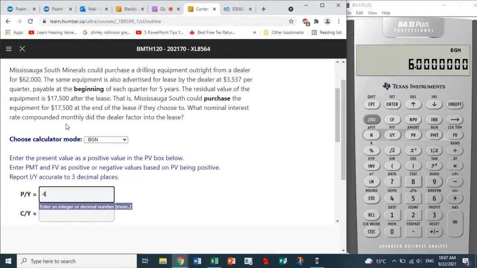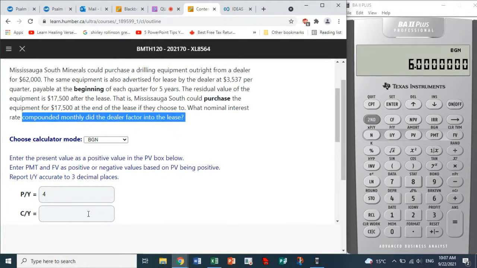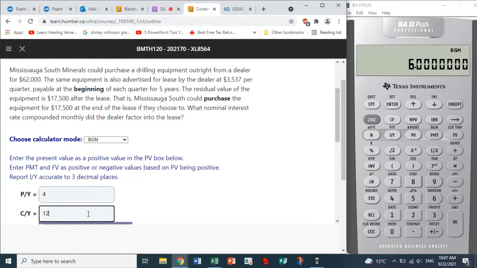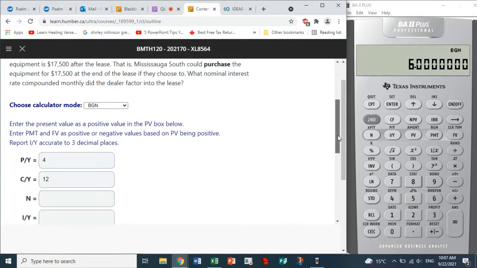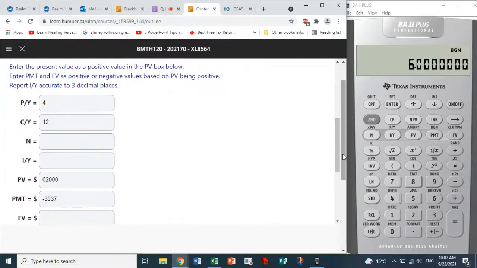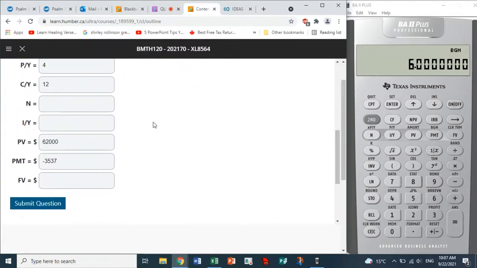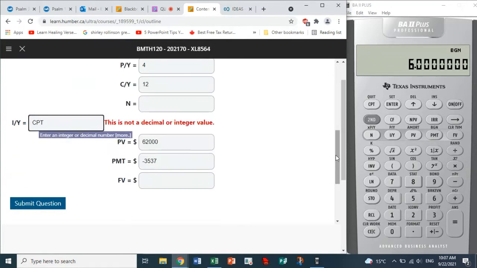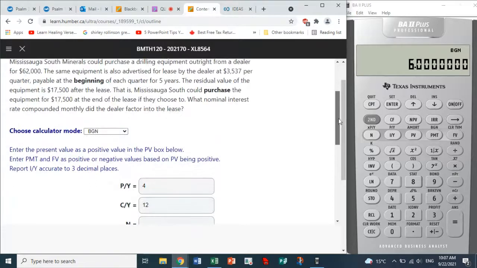Okay, now it's compounded monthly, so that means that CY is 12. Now, N is how many years? For 5 years. Okay, so we'll use the calculator to do that. IY is a value that has to be computed. That is the value we're after. Okay, and round IY to 3 decimal places.